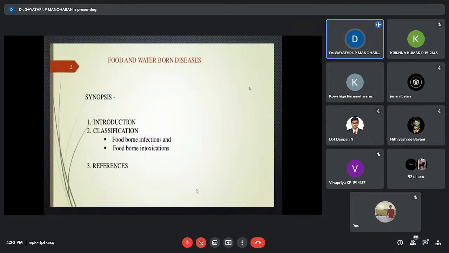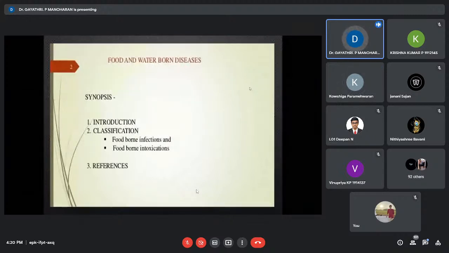Now we are going to see about the classification. The general classification is foodborne infection and foodborne intoxication. There are so many organisms involved in food and waterborne diseases, like viruses, fungi, bacteria and more. But in the major classification, there are two types of disease: one is foodborne infection, and one is waterborne infection.